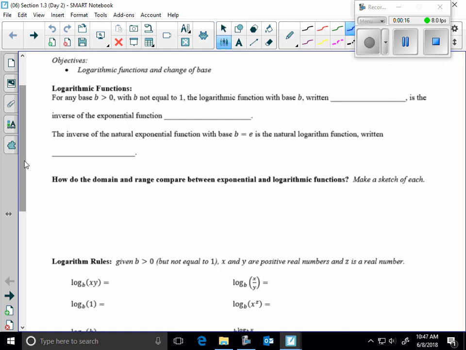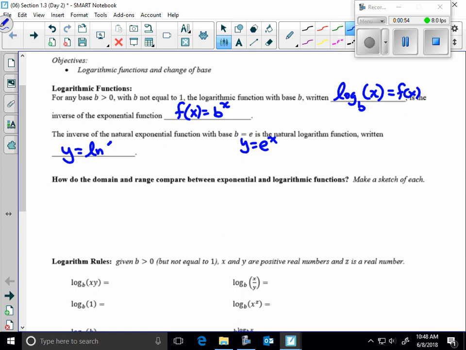Logarithmic functions. For any base b greater than 0 with b not equal to 1, the log function with base b, written like this, log base b of x, is the inverse of the exponential function. Let's call this f of x. Its inverse would be b to the x power. The inverse of the natural exponential function with base e, so here's our natural exponential function, is the natural log of x, which has a base of e.